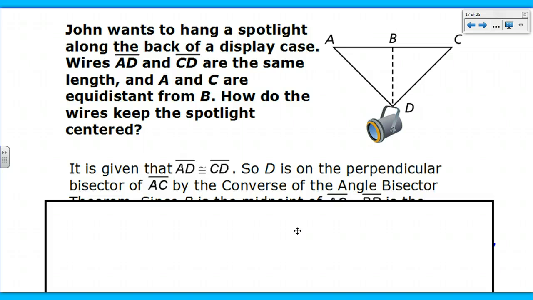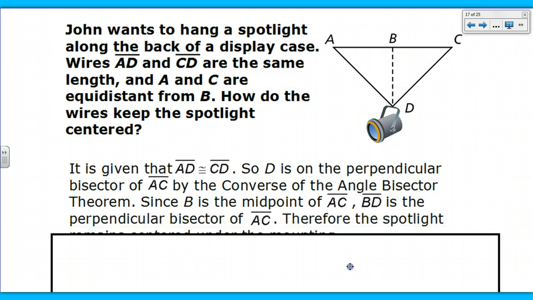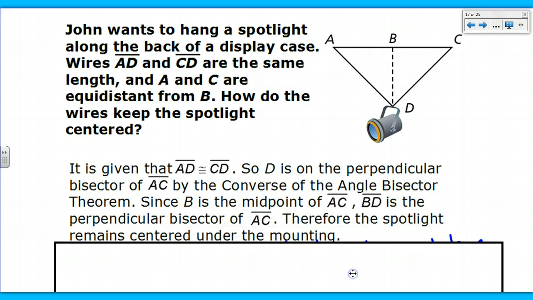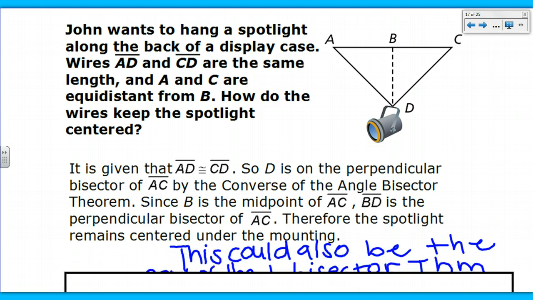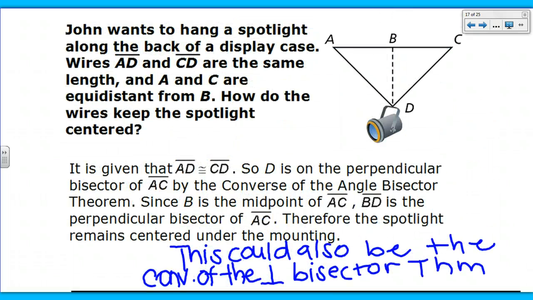It's given that AD is congruent to CD, so D is on the perpendicular bisector of AC by the converse of the angle bisector theorem. So since B is the midpoint of AC, BD is the perpendicular bisector of AC. Actually, when we were reflecting on this last year, we thought that really this could also be the converse of the perpendicular bisector theorem, rather than the angle bisector theorem. I think that probably it's an even better case to say that it's the converse of the perpendicular bisector theorem, right? The key sometimes is going the wrong direction, isn't it?